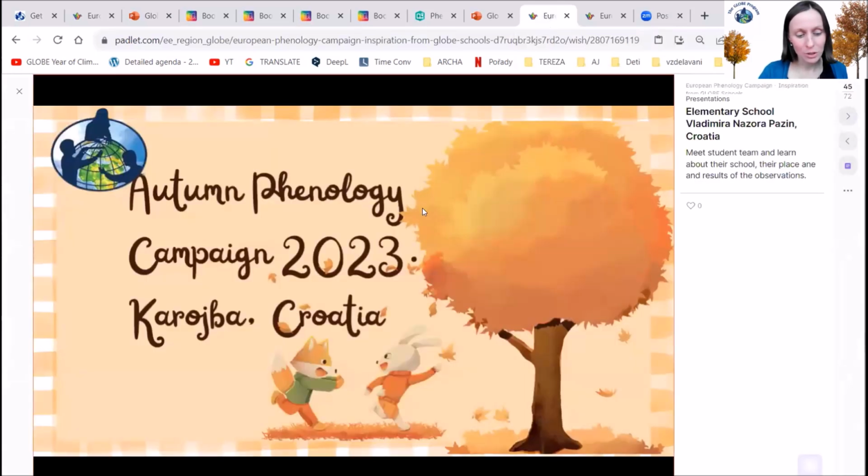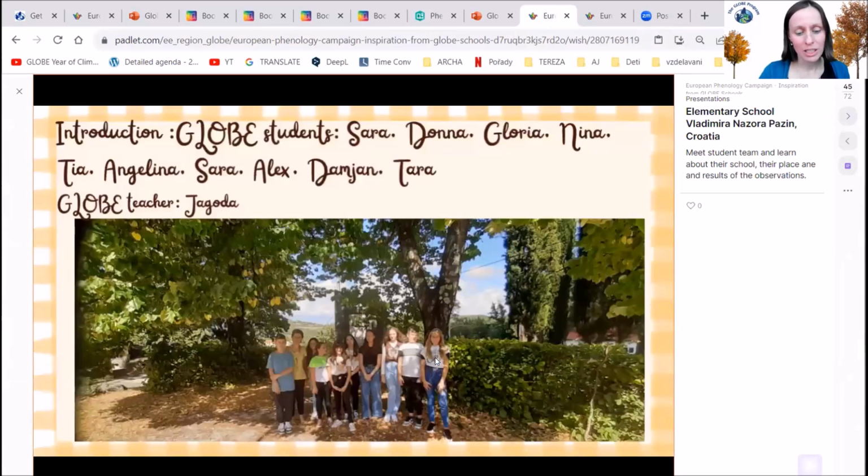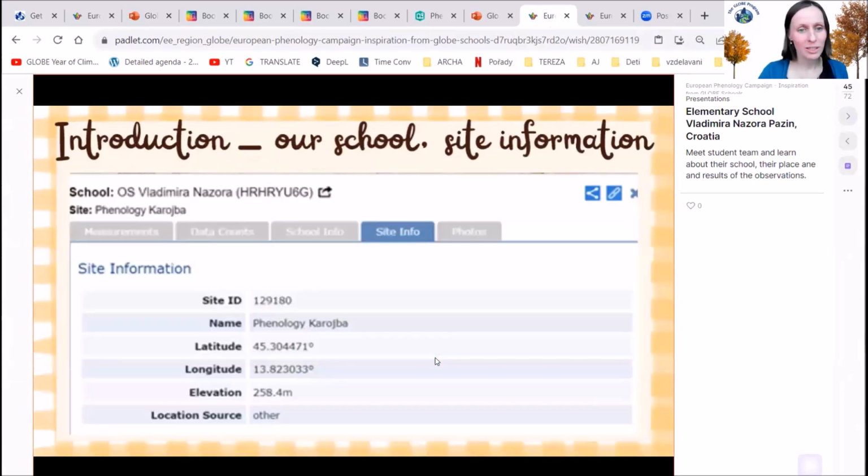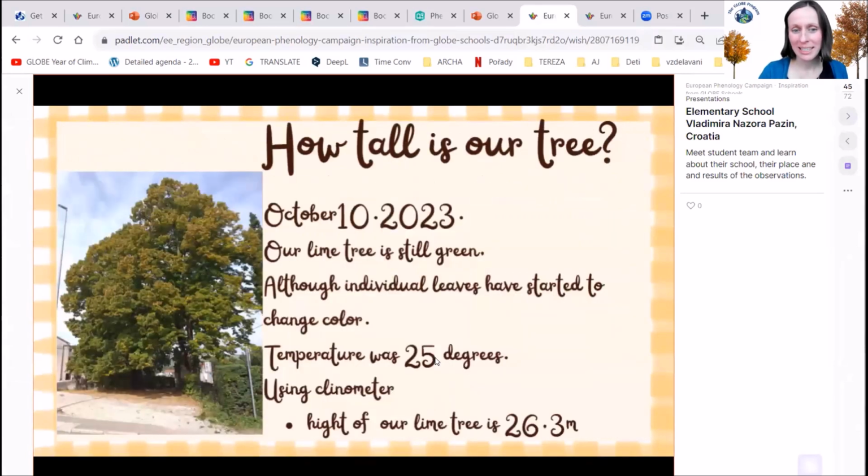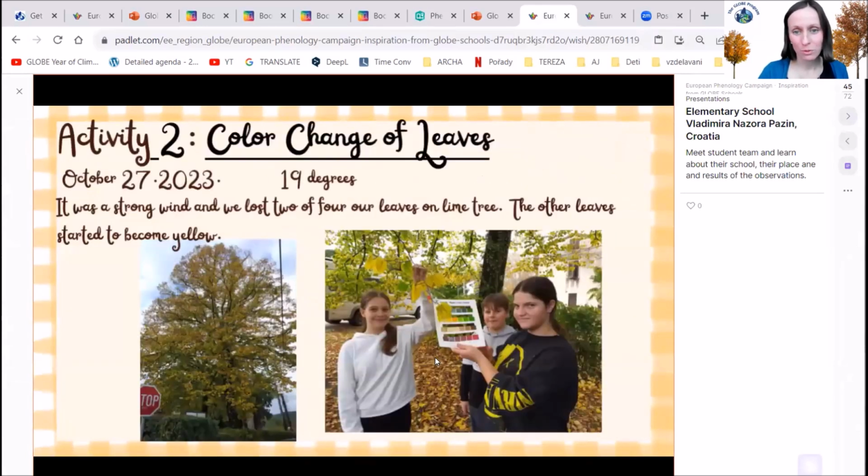Then we have the last two presentations that I want to point out, again from Croatia, from Osnovná škola, or elementary school, Vladimir Nazor Pazin Karjova, describing the team and the school, so you can learn something about Croatia as well. And yeah, a lot from the observations.